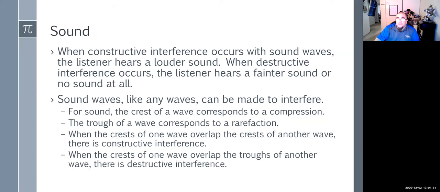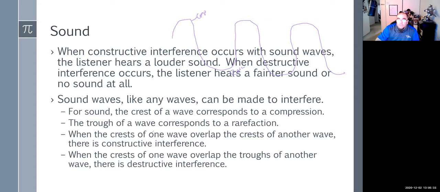So when constructive interference occurs with a sound wave, the listener hears a loud sound. When destructive interference occurs, the listener hears a fainter sound or no sound at all. Sound waves, like any wave, can be made to interfere with each other. For a sound, the crest of the wave corresponds to the compression, the trough to the rarefaction. So when you look at a waveform, right, you see this. Mr. McKeever is a great drawer. This here would correspond to the compression. This here would correspond to the rarefaction, right?